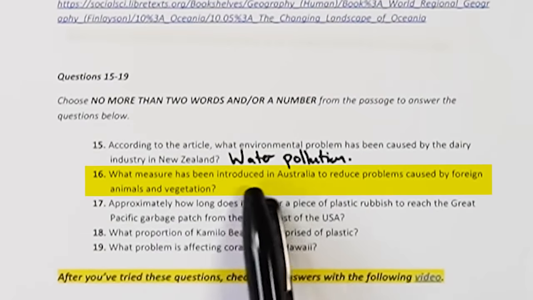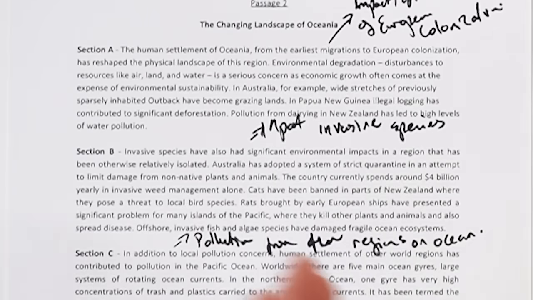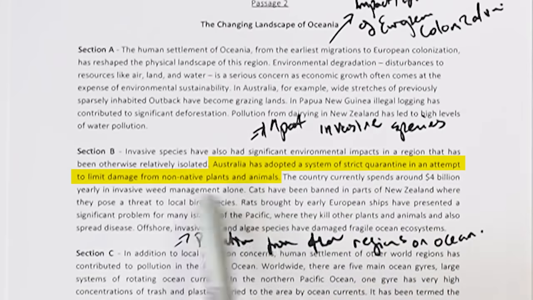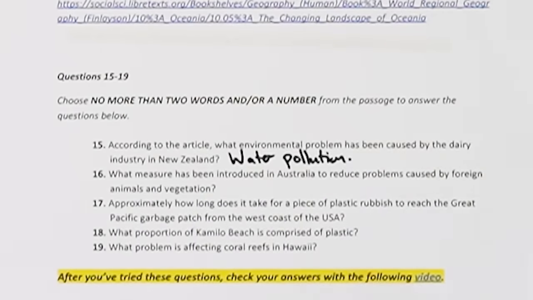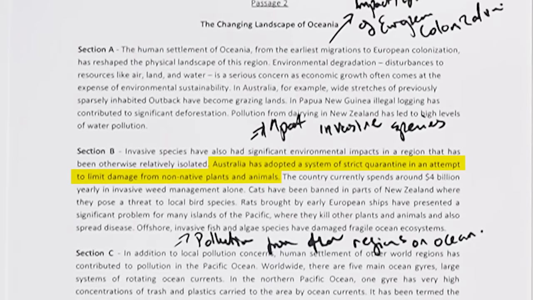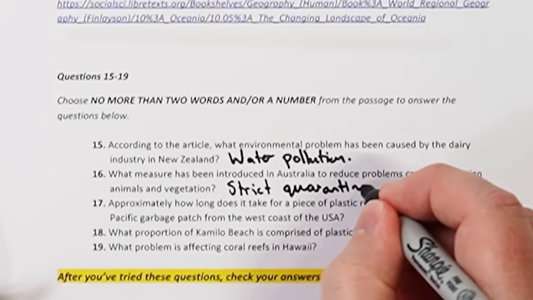What measure has been introduced in Australia to reduce problems caused by foreign animals and vegetation? So remember, we created our own headings, and it's talking about foreign animals. We talked about invasive species here. So again, it's much, much easier to find the correct answer, because we can go up here, okay, find Australia here. Australia has adopted a system of strict quarantine in an attempt to limit damage from non-native plants and animals. Vegetation, plants. So again, you need to have a wide-ranging vocabulary. But strict quarantine, so we're going to put strict quarantine.